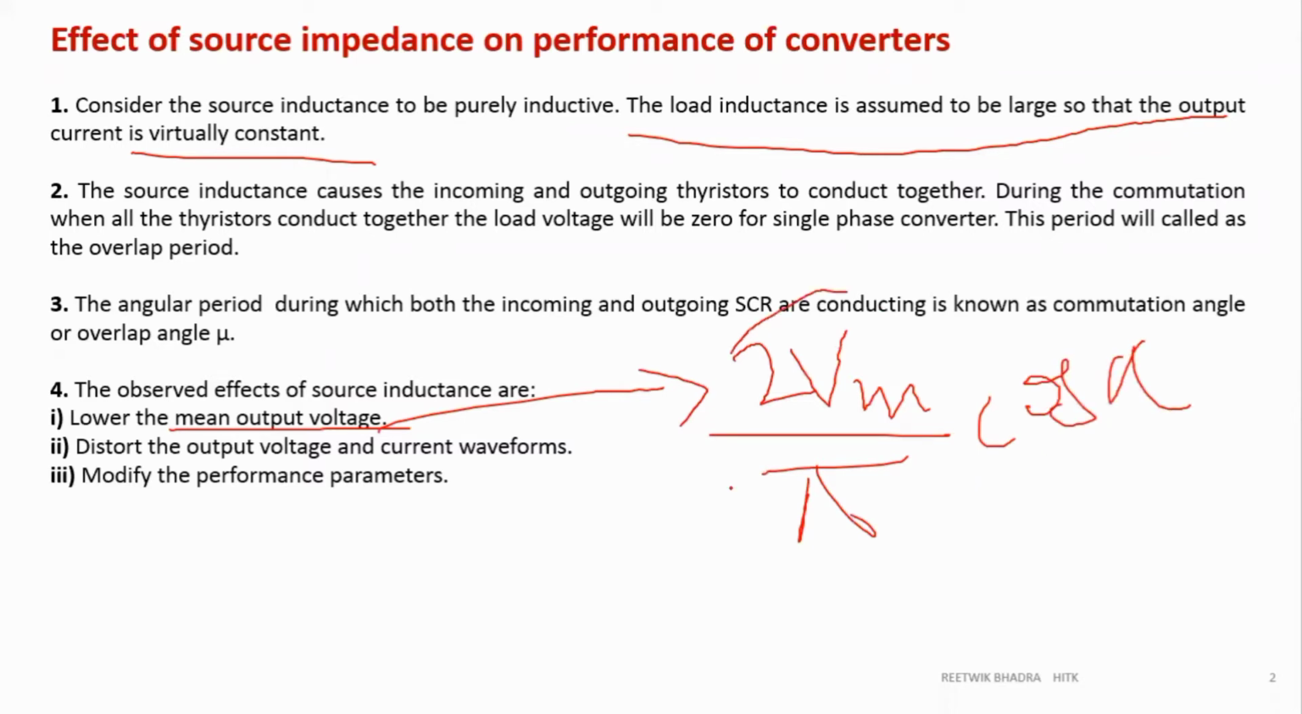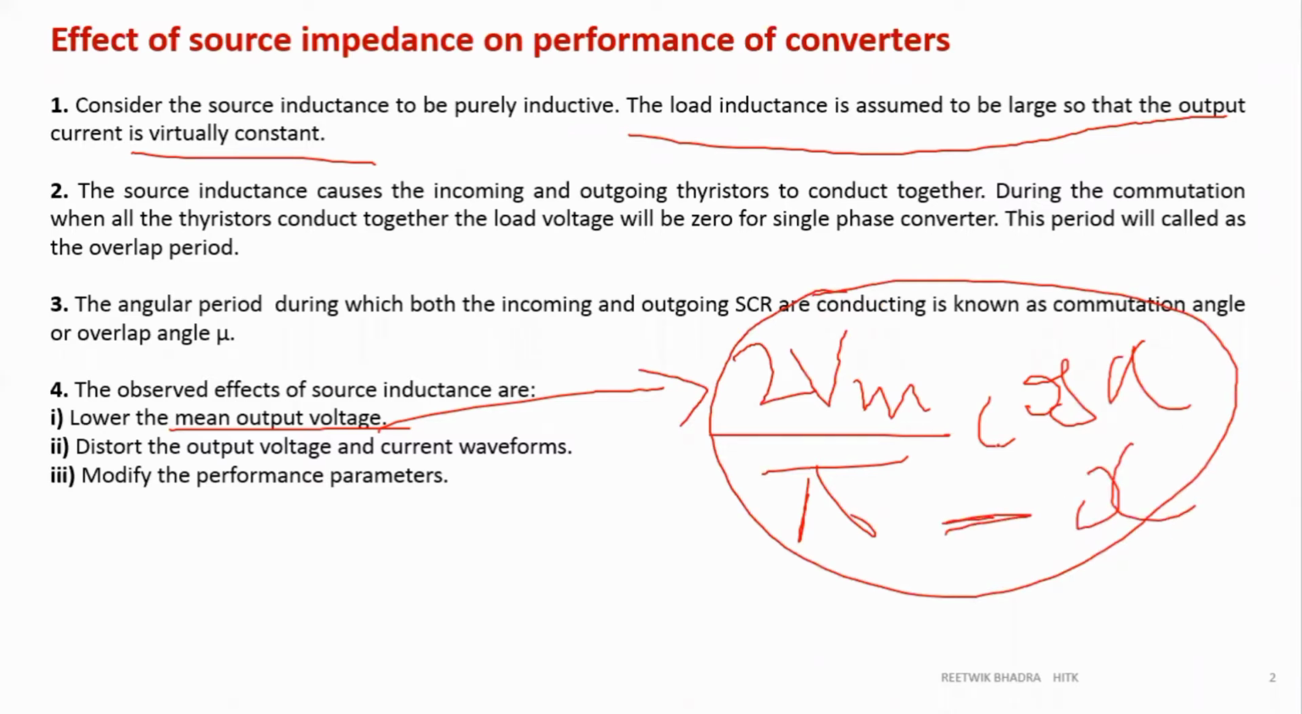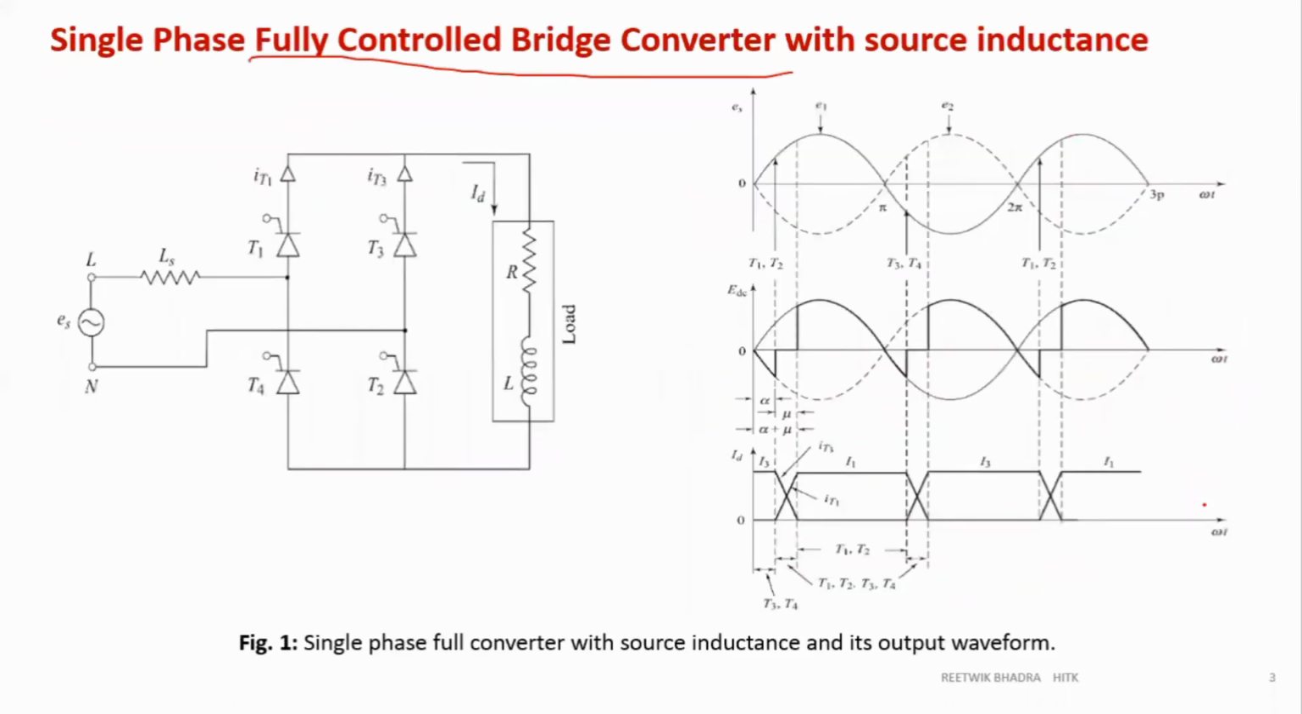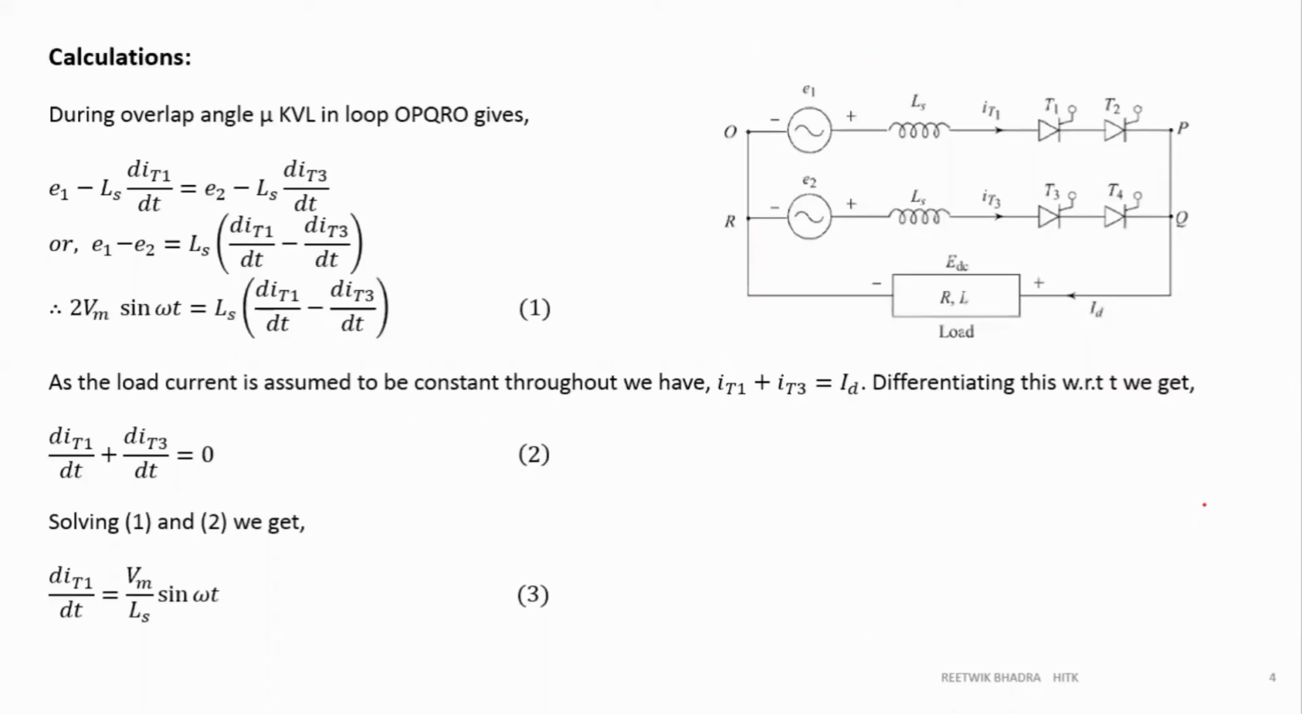Now, this value will reduce by some factor, so minus some factor, say x. We need to calculate that factor x now, because that is very important. This time in GATE also, last year in GATE, they gave a question with this effect of source impedance. So you have to use this formula 2 Vm by pi cos alpha minus x. What is that x? We will determine. Now we have to go into the calculation part. The next slides are all calculations.